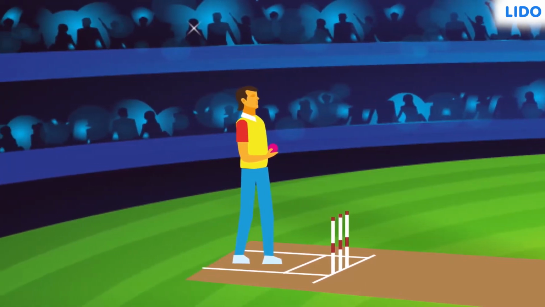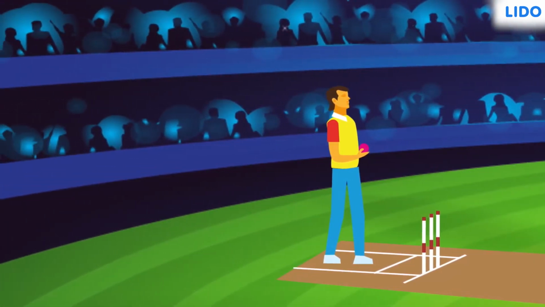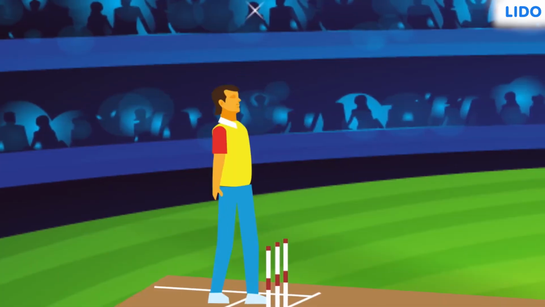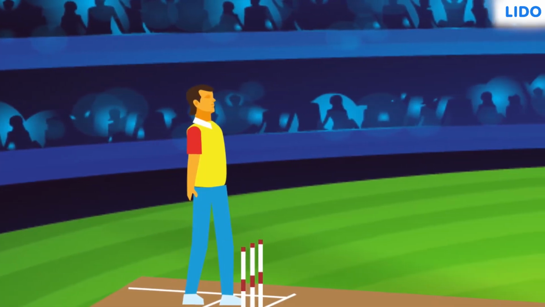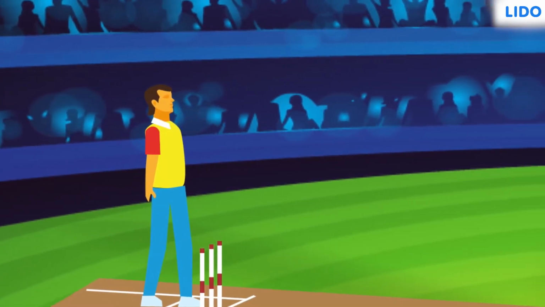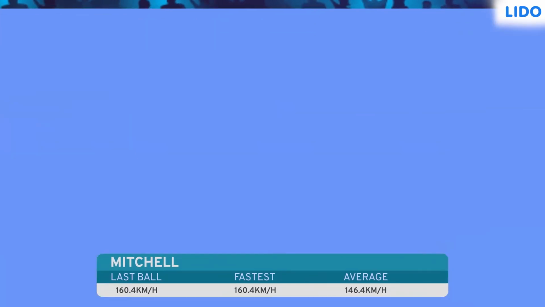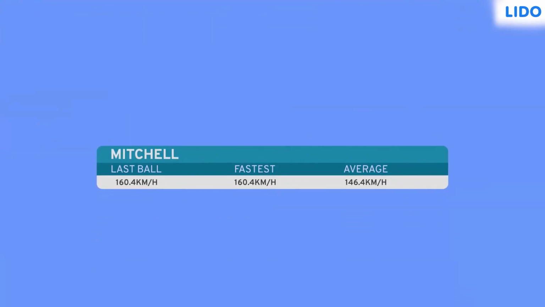Hi there. Look at the cheering crowd. It's an exciting match and the bowler is bowling some real quick deliveries. Let us check out what is happening on the pitch. Oh, look at his bowling pace. His last delivery clocked 160 km per hour.